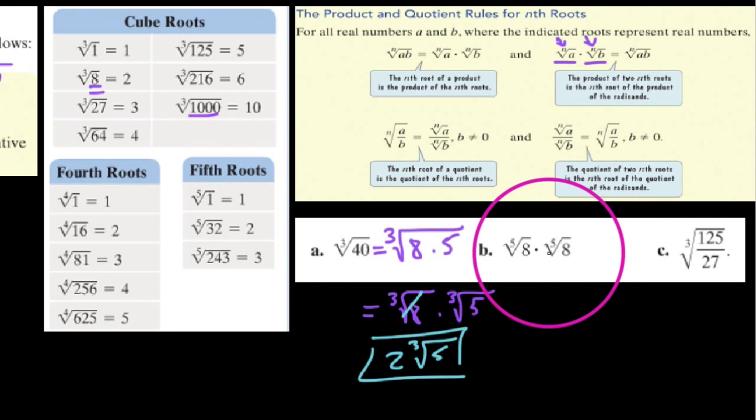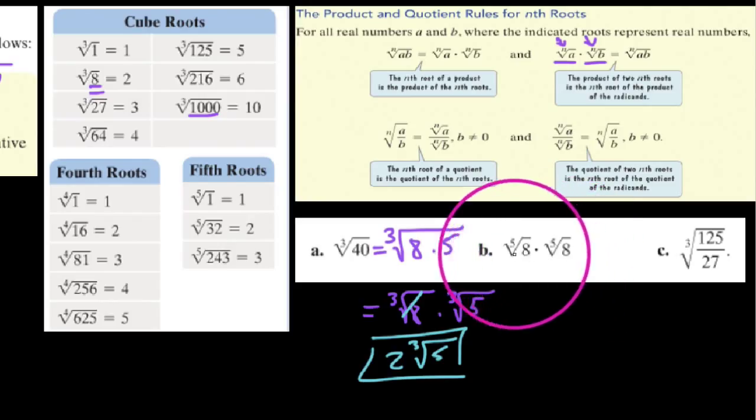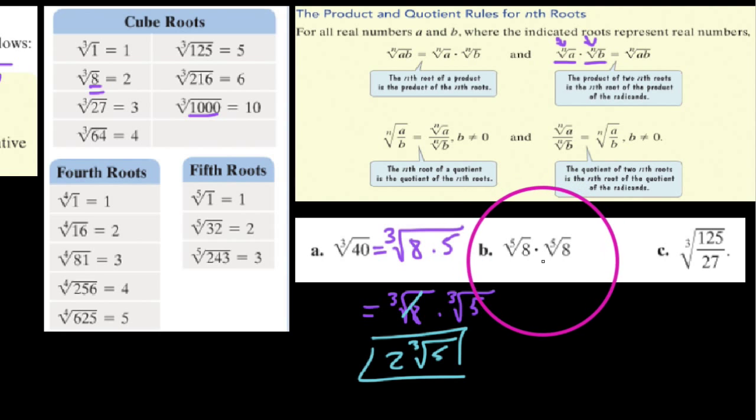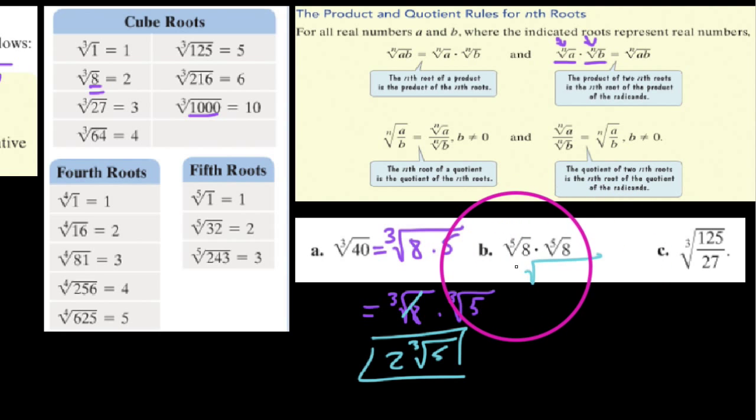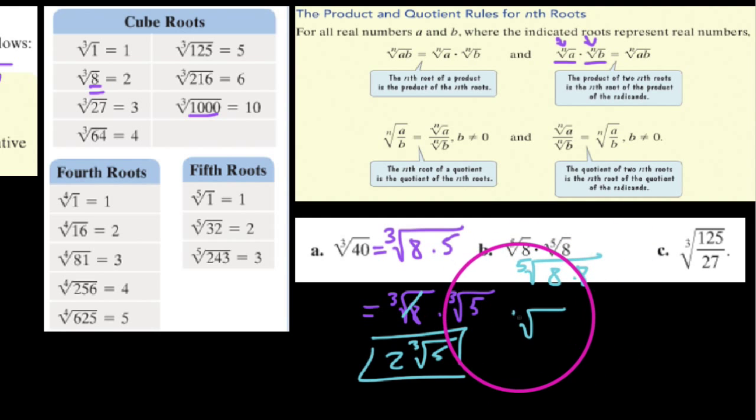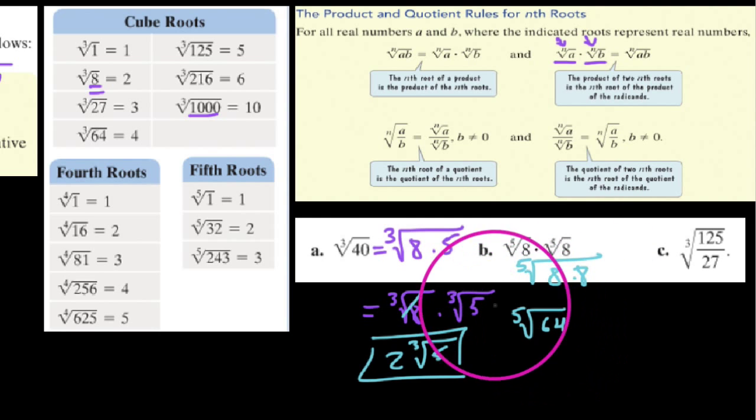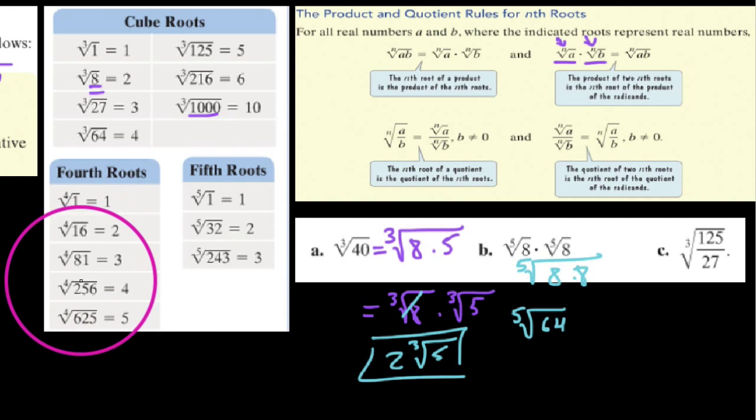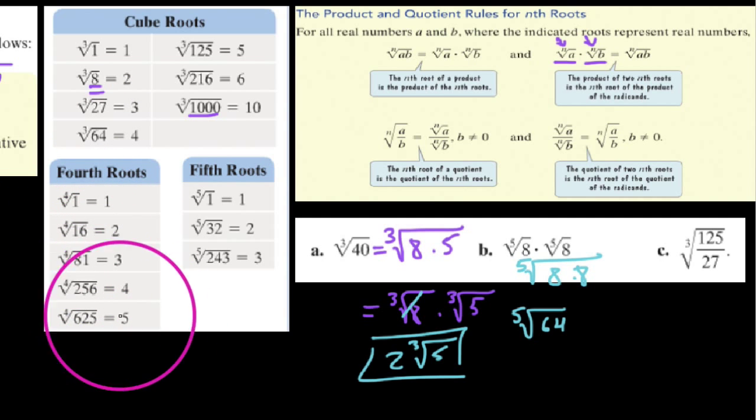Okay, so let's try this again here. The fifth root of 8 times the fifth root of 8. Now what I know is this: essentially, 8's not a perfect fifth. But I do know that using our product rule, we could rewrite this as the fifth root of 8 times 8, which is really the fifth root of 64. Now 64 is also not a perfect fifth here. You notice that I don't have that on the list here.